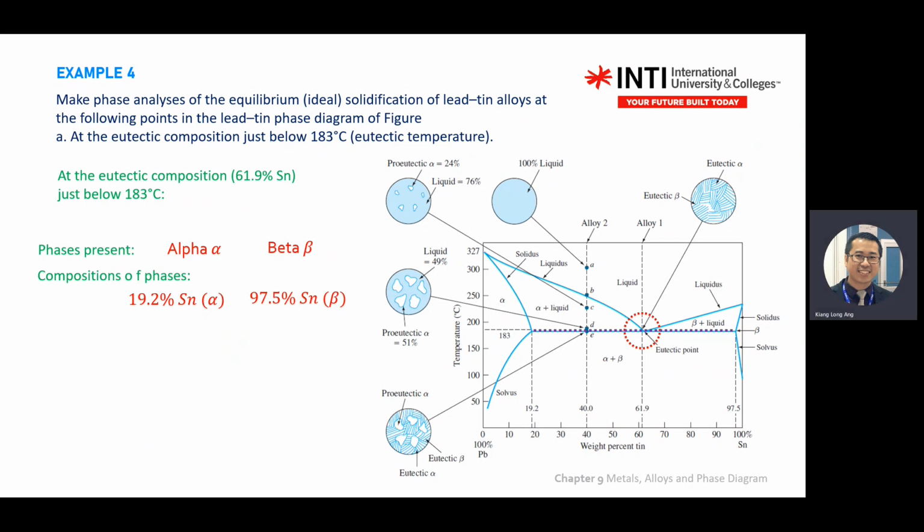Again, why do we use Sn and not Pb? Because this graph is weight percentage in tin. Tin is Sn. Can you write in Pb? Yes, but it's the inverse of this percentage. You take 100% minus 19.2, then you change this Sn to Pb. Right?